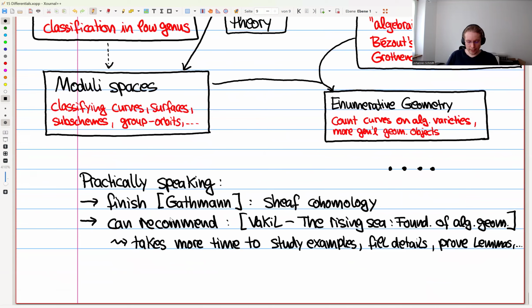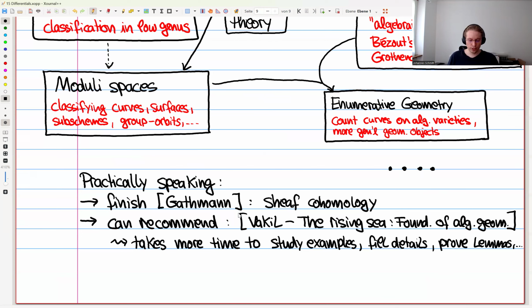So in Gutmann's script, the feeling is really that Gutmann chose some key points to reach, like for example this 27 lines on a cubic surface, and then found basically the optimal way through the theory to get exactly there. But this means that the path is very directed, pretty straight to the target. But you don't learn so much of the surrounding theory.